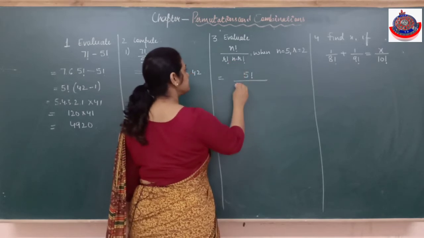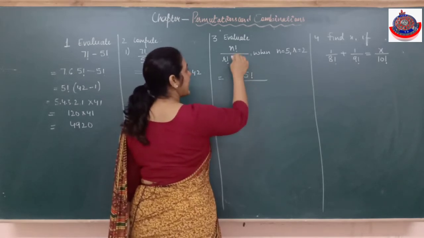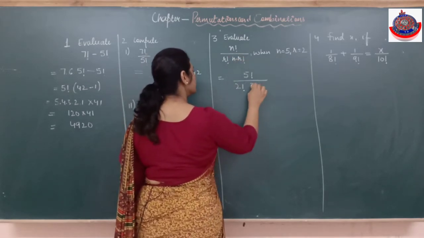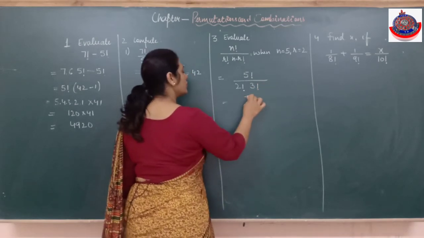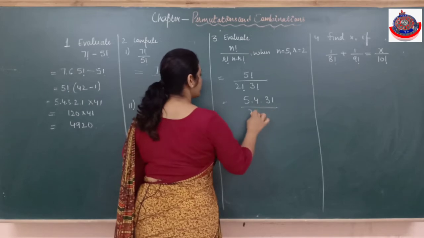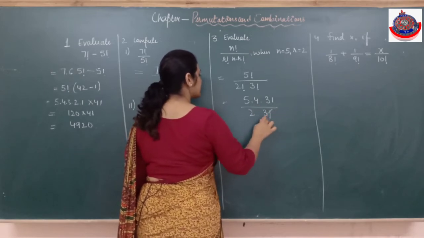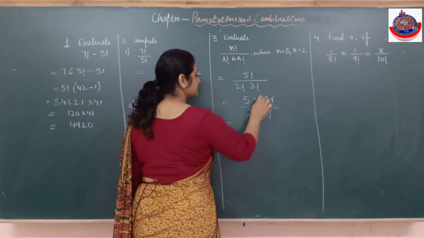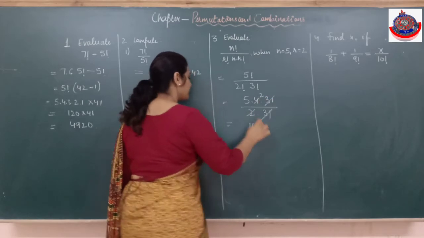5 factorial, n minus r, 5 minus 2. Solve it. 5 factorial, write 5 into 4 into 3 factorial. 2 factorial is 2, 3 factorial. Cancel. So that is 10.